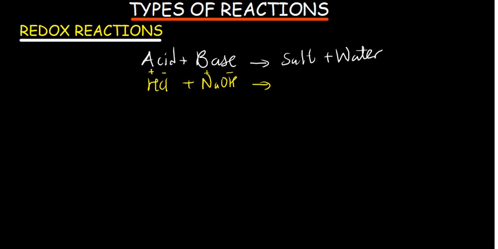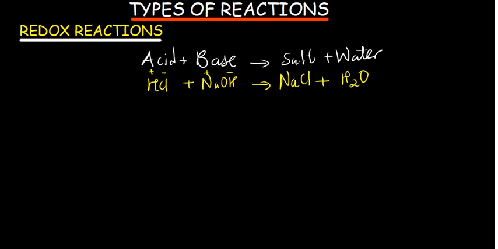Now when you're writing a formula for something, always start with the positive one. So we're going to start with the sodium and then the chlorine. So that is going to be sodium chloride. And then this hydrogen reacts with this hydroxide. That is going to form water.